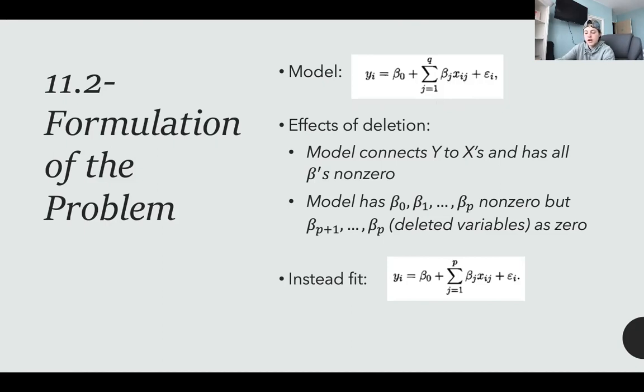During the videos for this chapter, we will discuss how to determine which variables are to be retained in an equation. So we're going to go over a little bit today and in the rest of chapter 11, which is probably next week. The effect of variable deletion can be examined under two conditions. The first is that the model connects the y to the x's and has all the betas as non-zeros. And the second would be our model has beta sub 0, beta sub 1, all the way up to beta sub p as non-zero, but beta sub p plus 1 all the way up to beta sub q, which indicates our deleted variables, as 0.